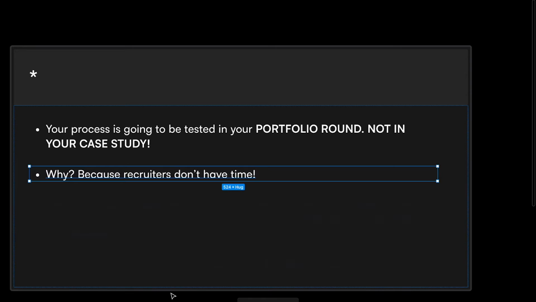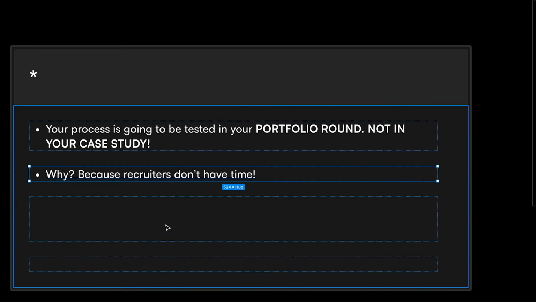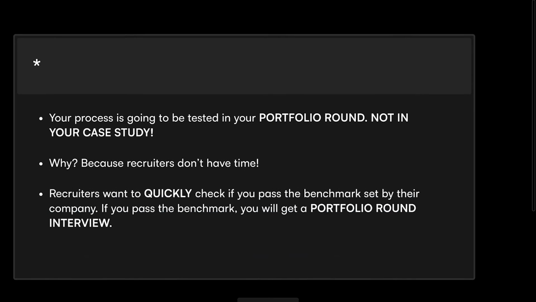Next. The reason is because recruiters don't have time to validate your research. They don't have time to validate your process, right? Validating that takes a lot of mental energy and requires a lot of time to be invested. Recruiters are going to spend probably 5 to 6 minutes or maybe maximum 10 minutes reviewing your case study and seeing if you're fit for their company, right? Recruiters want to quickly check if you pass the benchmark set by their company, right? And if you pass the benchmark, you will then get a portfolio round interview.